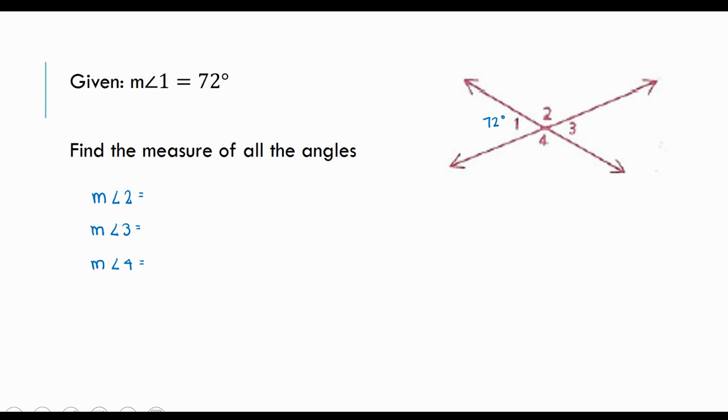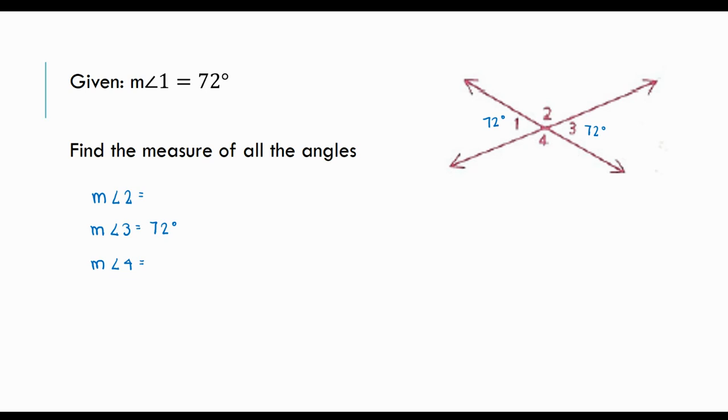Well, notice that angle 1 and angle 3 share the same vertex. Actually, all of these angles share the same vertex. But angle 1 and angle 3 not only share the same vertex, but they are directly across from each other. And so remember, that means that they are vertical angles, and vertical angles are congruent. So that's why angle 3 is a 72-degree angle. Now we just have to figure out what angle 2 and angle 4 are.